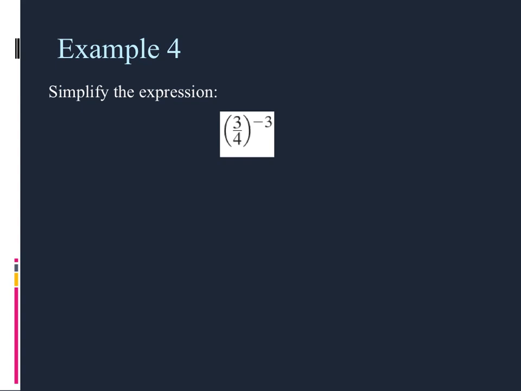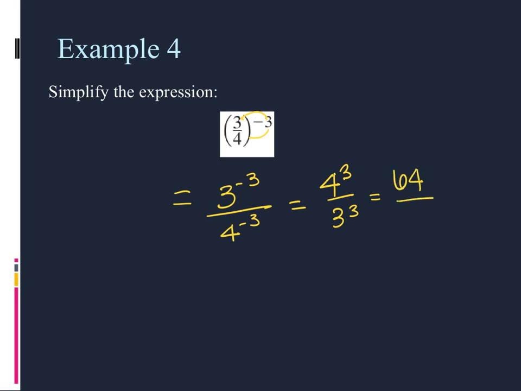And for our last example, example 4, I'm going to distribute my negative exponent onto both the numerator and the denominator. So this gives me 3 to the negative 3rd divided by 4 to the negative 3rd. Well, I have two negative exponents, which tells me that they need to switch spots. So that's going to give me 4 to the 3rd divided by 3 to the 3rd. And when I simplify, 4 to the 3rd is really 64, and 3 to the 3rd is really 27. So I end up with 64/27.